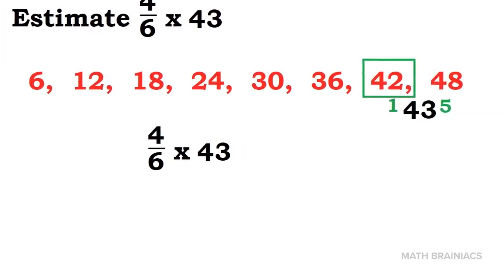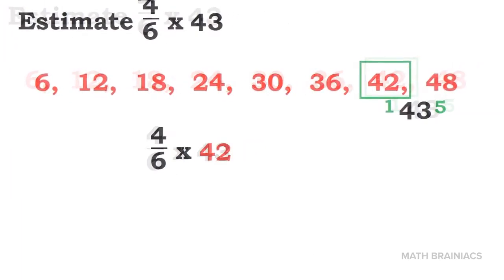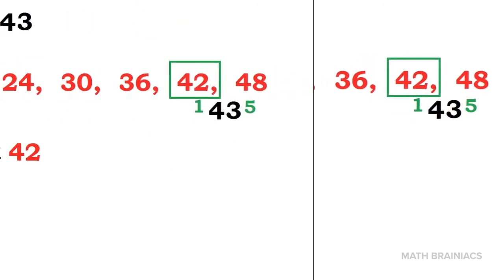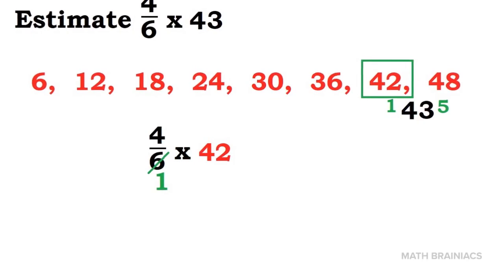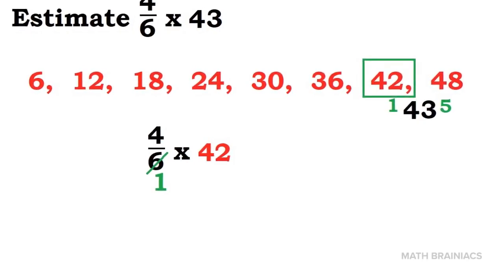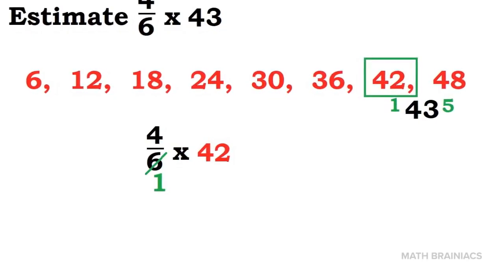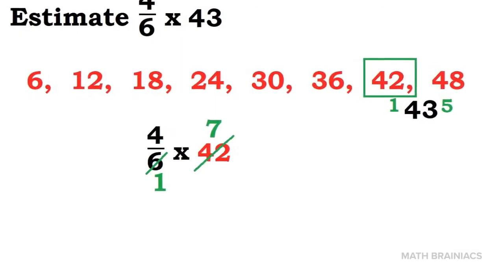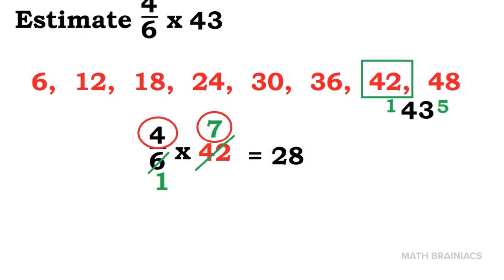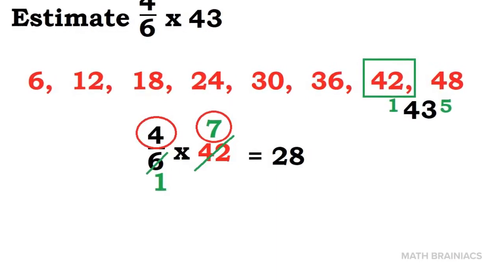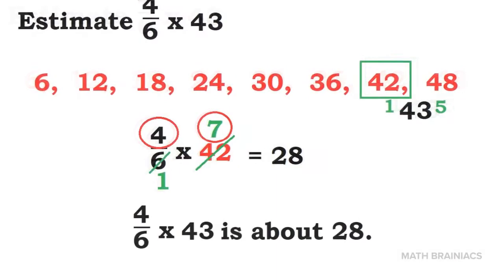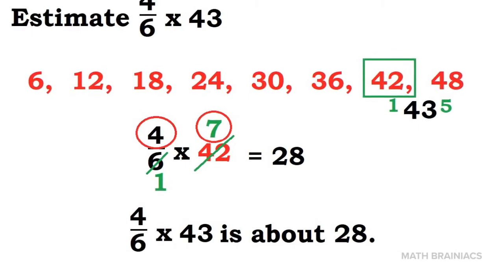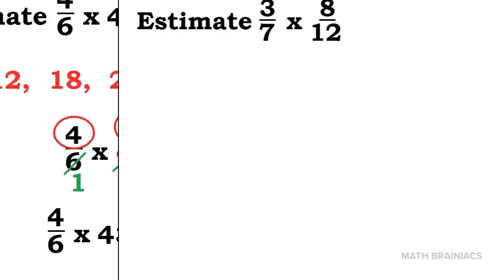Rewriting 4/6 times 43 below, it will give us 4/6 times 42. The common factor of 6 and 42 is 6. Therefore, 6 in 6 is 1, and 6 in 42 is 7. Thereupon, 4 times 7 is 28. For this reason, 4/6 times 43 is about 28.